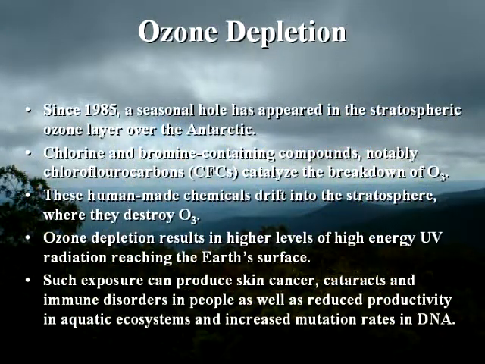Now let's turn our attention to what goes on in the upper atmosphere with ozone, the phenomenon of ozone depletion, which has been noted since the 1980s, when a seasonal hole first appeared in the stratospheric ozone layer over the Antarctic. If we look at how that happened, it has to do with human activity. Chlorine and bromine containing compounds, notably chlorofluorocarbons, which are propellant chemicals which were used in spray cans, the so-called CFCs.